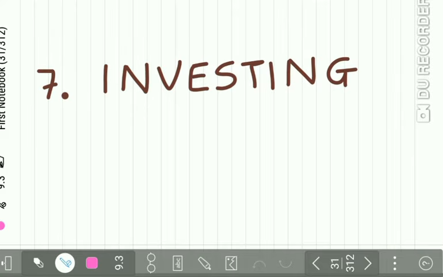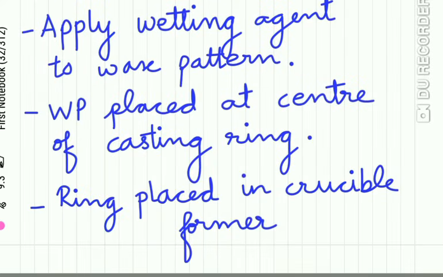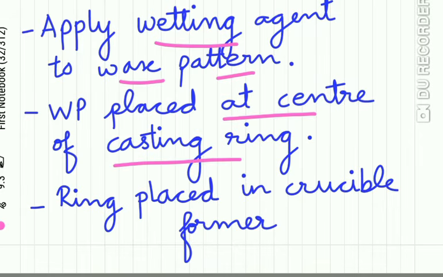Now, the seventh step of casting is investing. These are the steps of investing. First, a wetting agent is applied to the wax pattern. Then, the wax pattern is placed at the center of the casting ring. Then, the ring is placed in the crucible former, taking care that there is uniform space around the wax pattern.